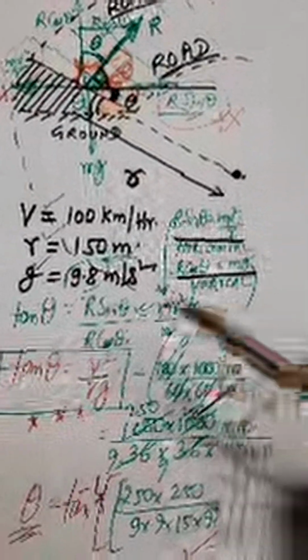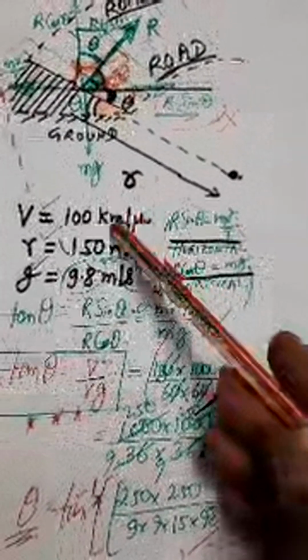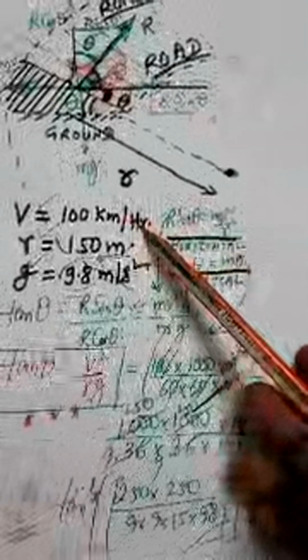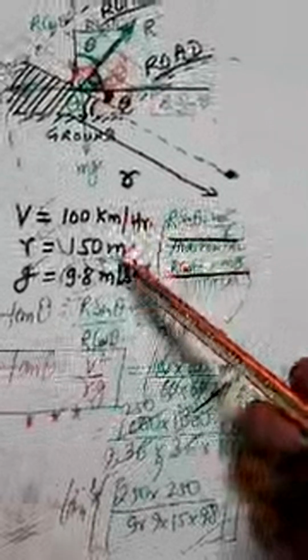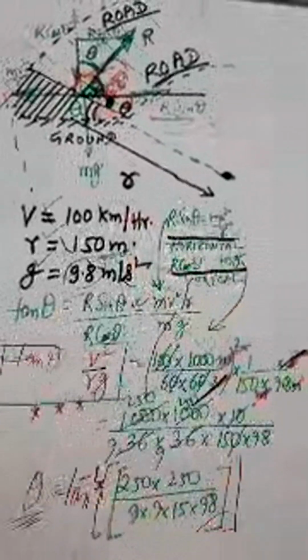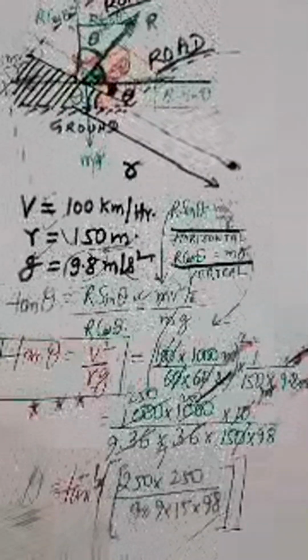But mind it, this velocity written in its unit is kilometer per hour. Convert it into meter per second, because the other units are in meter and second. In this way, we get the value of theta, that is the banking of the given road.